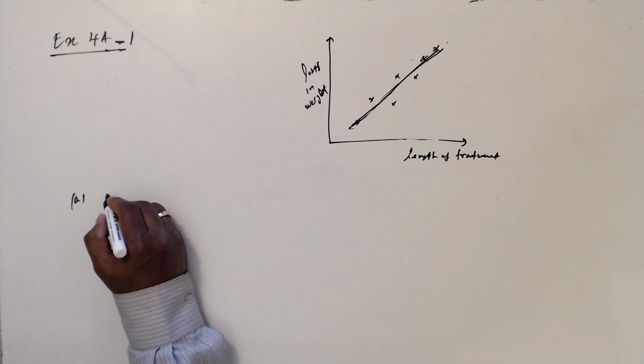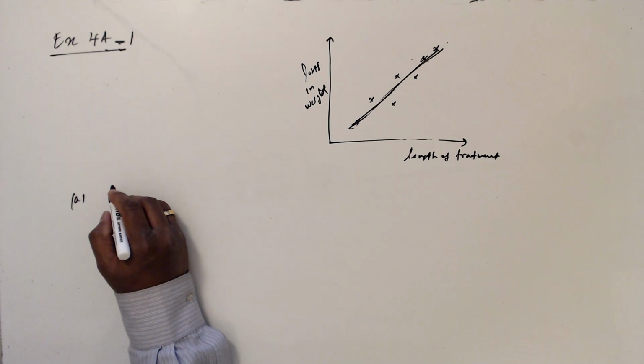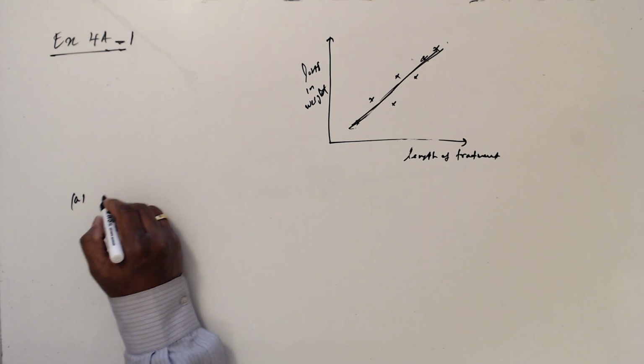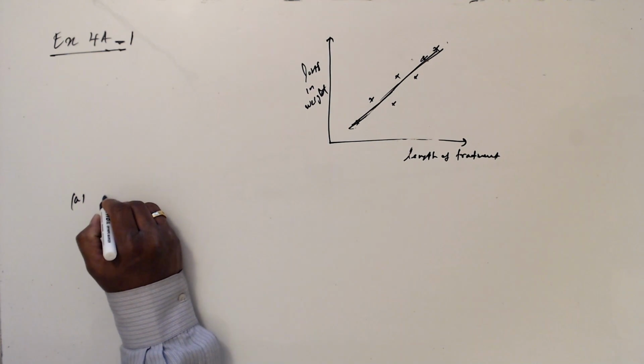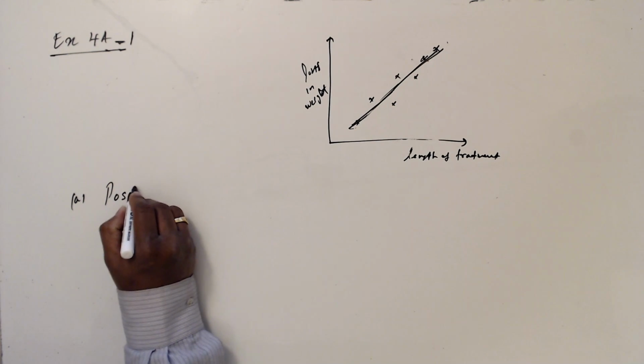It has a correlation, and the gradient of the line is positive. It means it has a positive correlation. Positive.